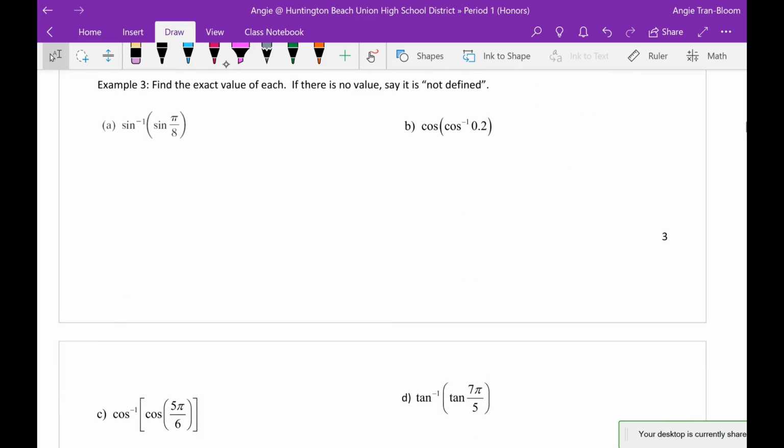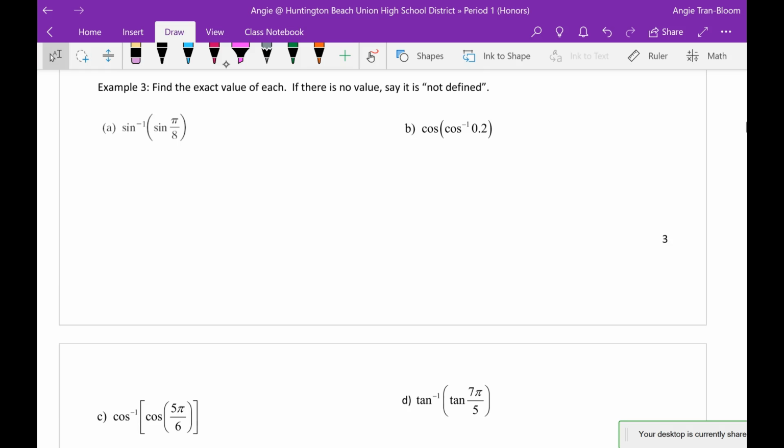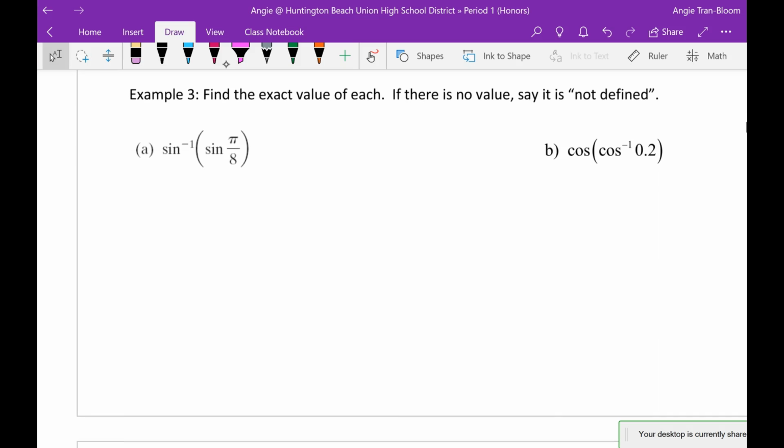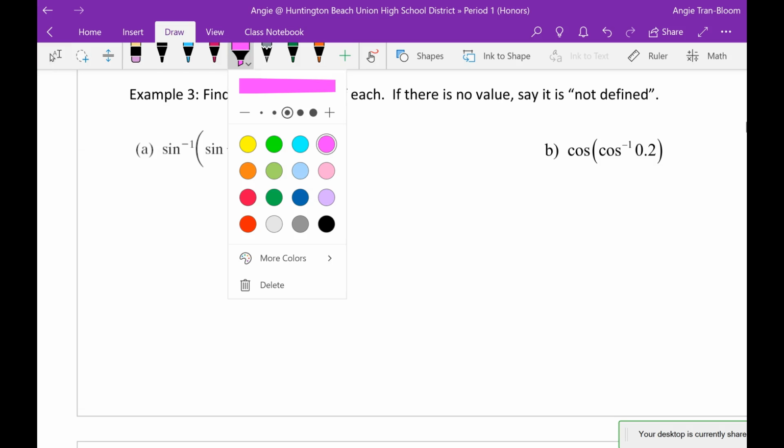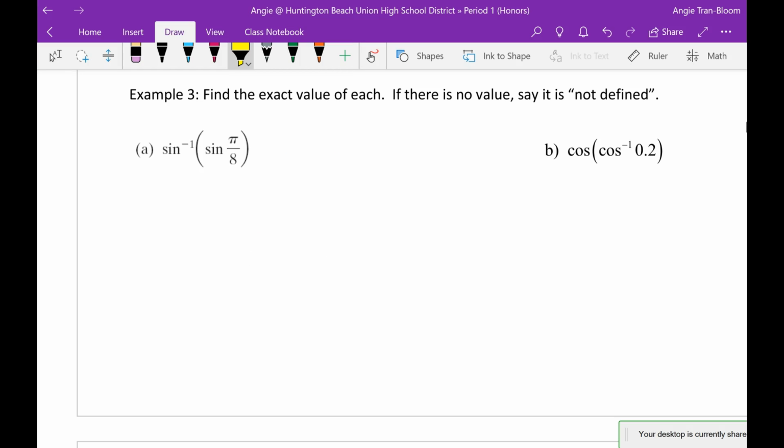All right. Here we go. Find the exact value of each. "DNE" means undefined if it doesn't work. How do you know? Okay, first we're going to decide inside. Remember, when we're doing this, we have to do the parentheses first, right? Sine of pi over 8. Do we have any restriction? No, it's a normal function. If it's a normal function, it can be anywhere it wants to be.